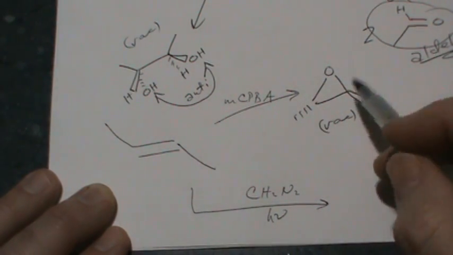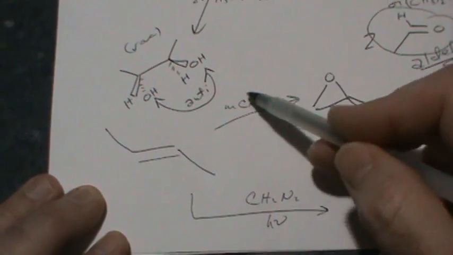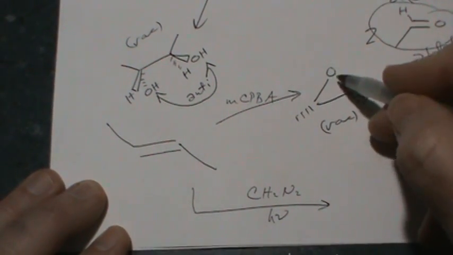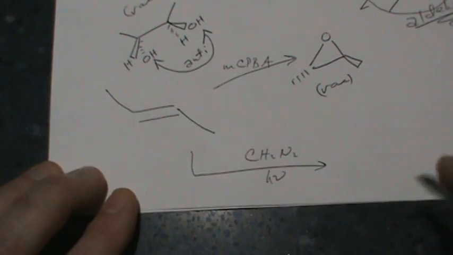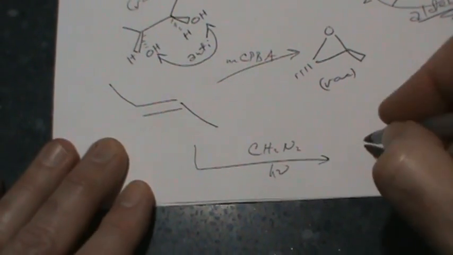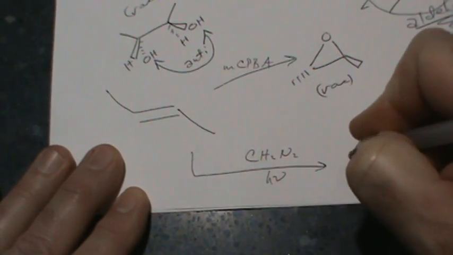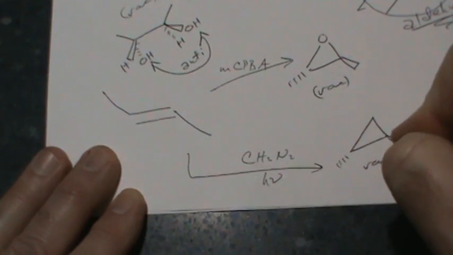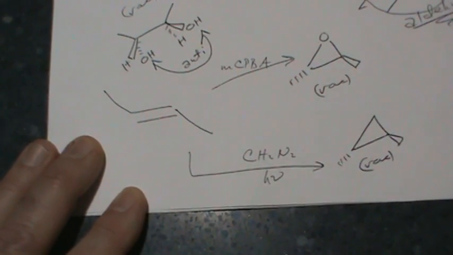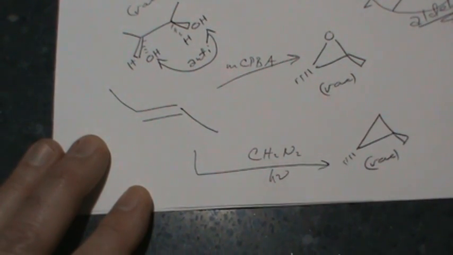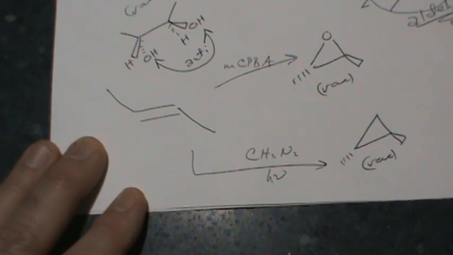Why are they trans with respect to each other? Because they started out trans in this alkene, and this is a concerted reaction, all of the bond making and bond breaking steps occurring at the same time. Likewise, down here I have the cyclopropanation reaction conditions. Same thing is true. I'm going to make a cyclopropane, and I must maintain whatever stereochemistry was present in that alkene, so it's still trans. And once again, since this is chiral, I must be producing a racemic mixture, that plus its enantiomer.